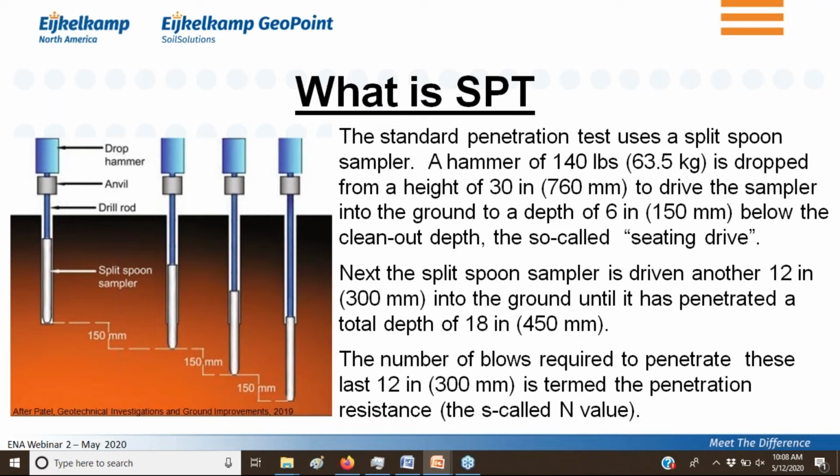so that you can take the sample out. You first drive it 6 inches or 150 millimeters into the ground to get it seated. Then you drive it another 12 inches or 300 millimeters, and you count the number of blows required to achieve that. That's the so-called N value. You do that by dropping a 140-pound hammer, standard weight 63.5 kilograms. You can already see, based on the odd number of kilograms, that it was developed here in North America. You drop it from a height of 30 inches and count how many blows it takes to get that sampler another 300 millimeters or 12 inches into the ground. That's the so-called N value that you often hear.